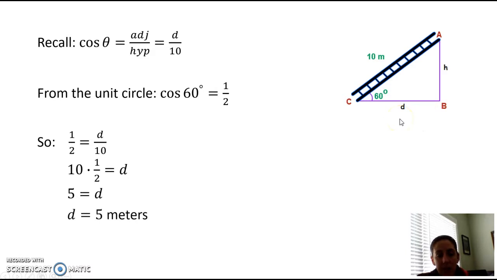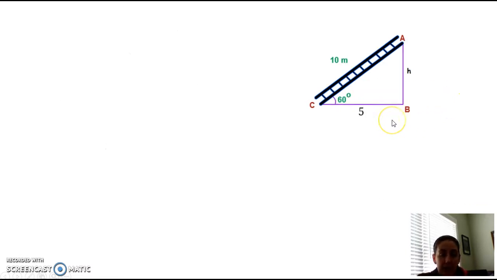Now we can revisit this triangle, filling in this missing blank right here. We have that this base of this triangle is 5. Now you have multiple choices, but I'll tell you about 2 choices you have for finding h. You can use that the sine of 60 degrees is h over 10, and that the sine of 60 degrees is root 3 over 2, and you can do exactly what we just did with the cosine and solve for h.